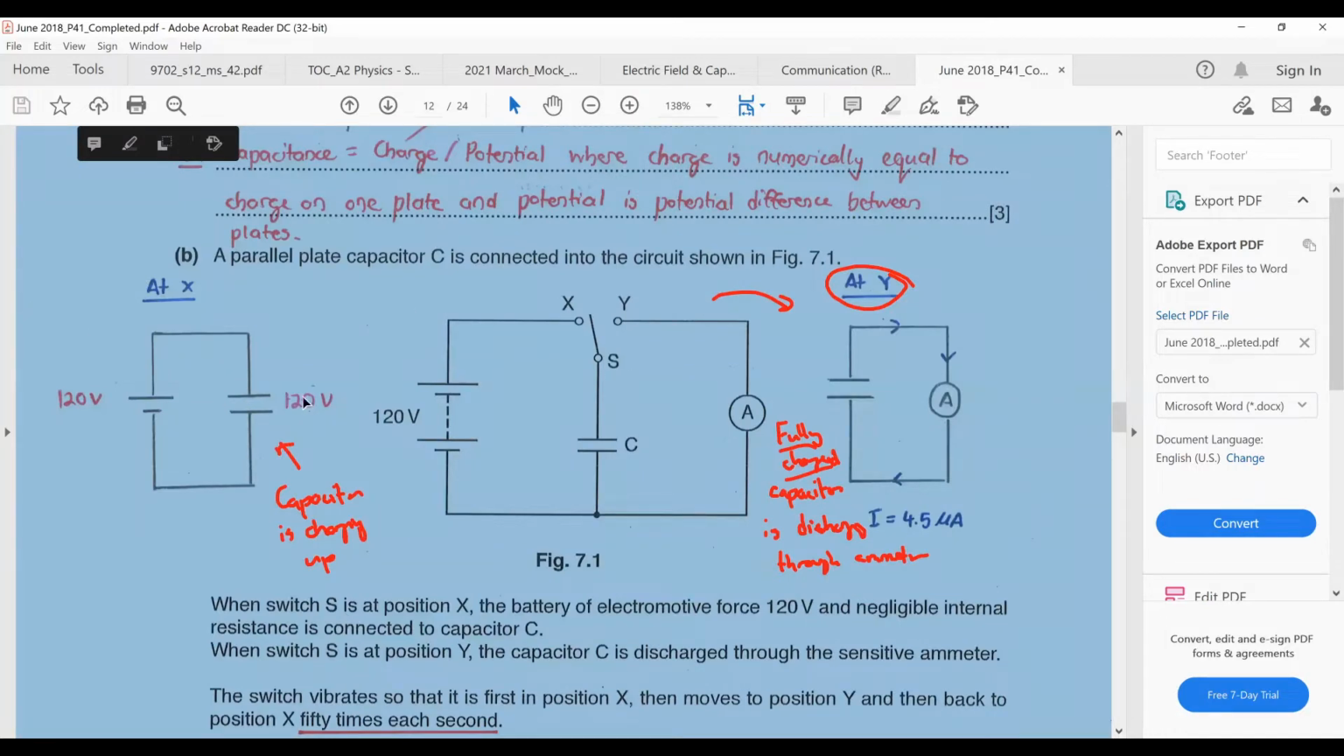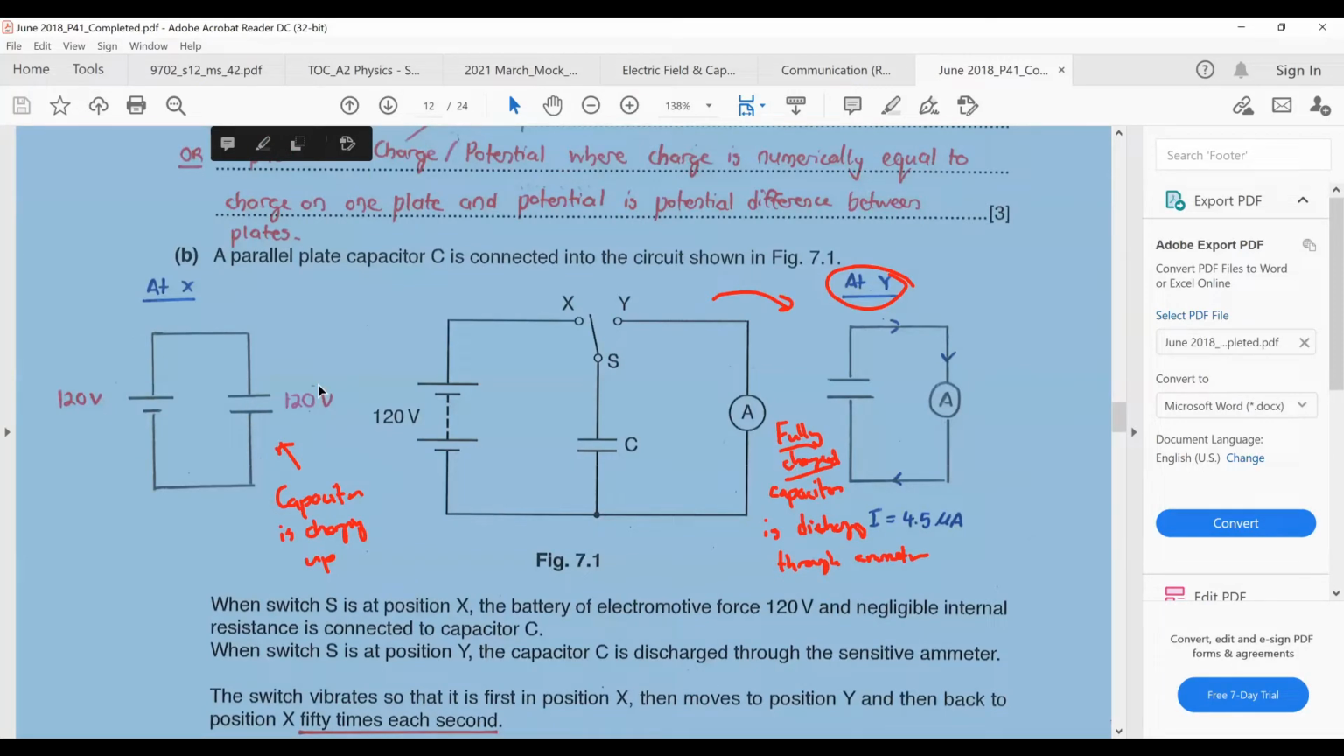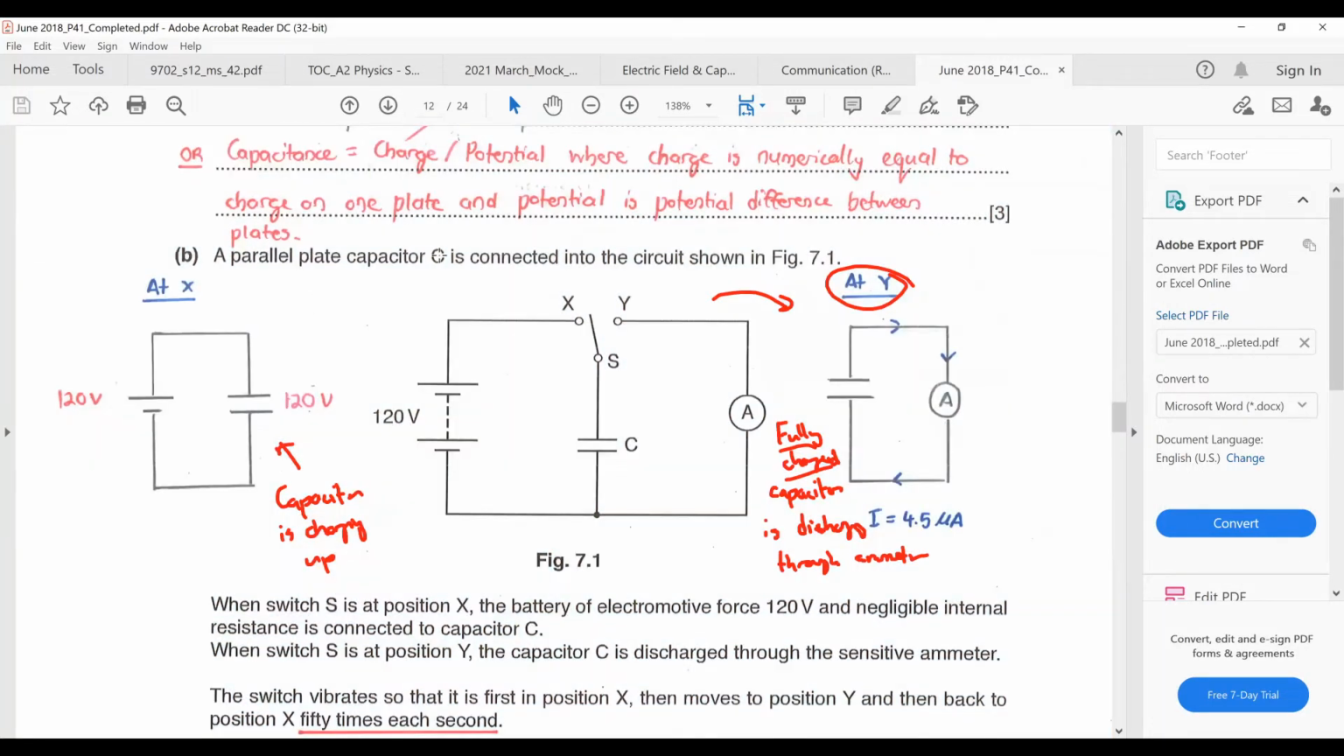When your switch is at position X, your capacitor is connected directly to your voltage supply. Your voltage supply will actually charge up your capacitor. So what was mentioned to you here was that your capacitor will stop charging when its PD is equal to supply PD.